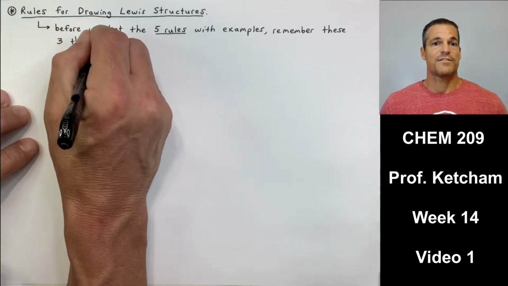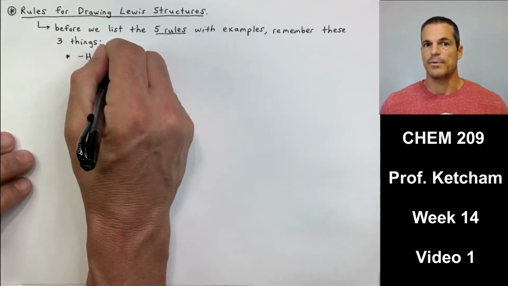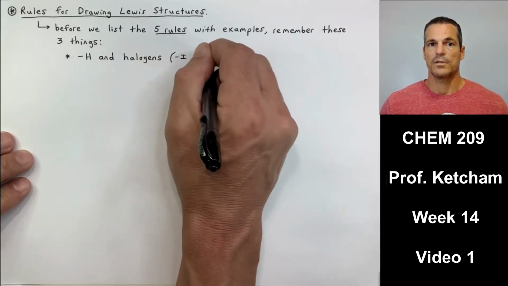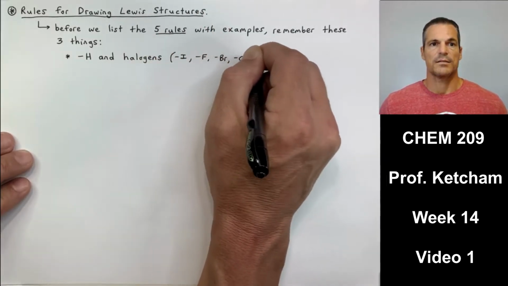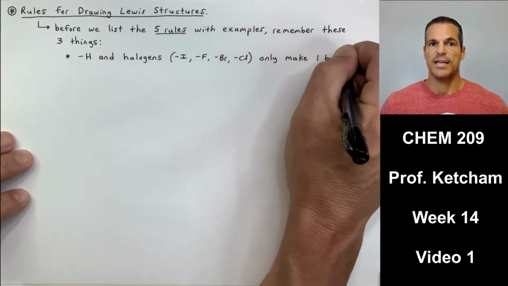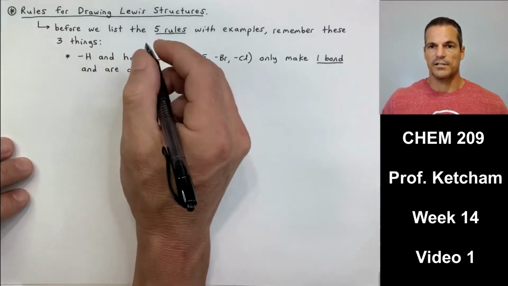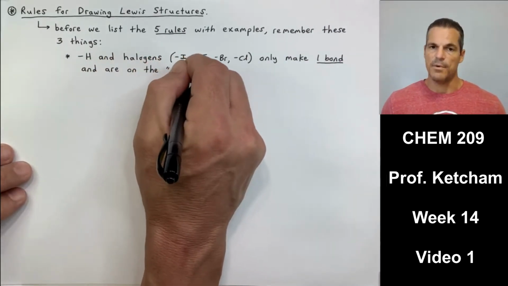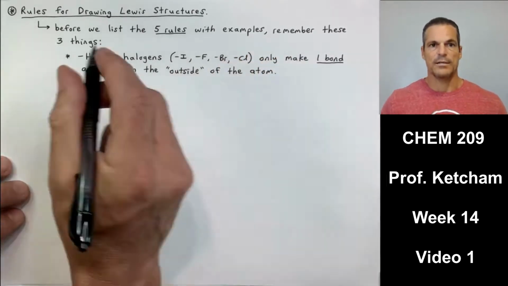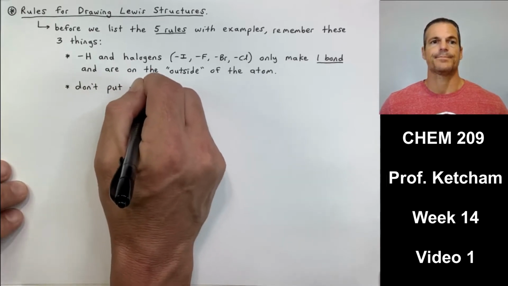Before we list the 5 rules with examples, we'll do 6 examples all the way throughout. Before we list the 5 rules, remember these 3 general things. Hydrogen and the halogens, I, F, Br, and Cl, they only make one bond. So you're only going to see one dashed line to them for the most part. They only make one bond. They have one dashed line coming off of them. They like to be on the end or the outside of the atom.